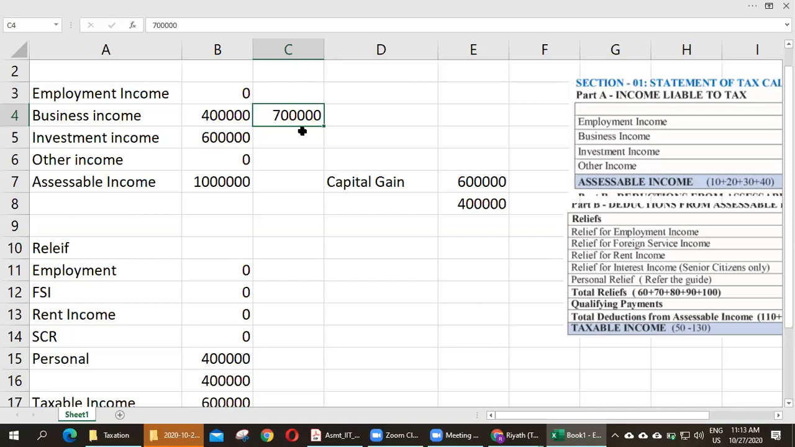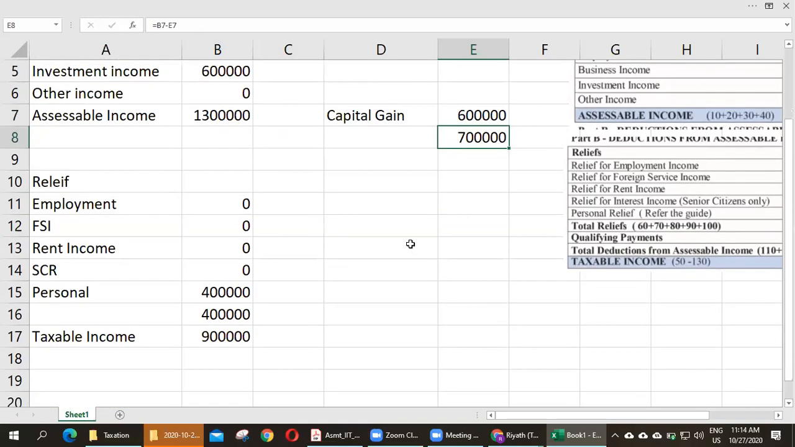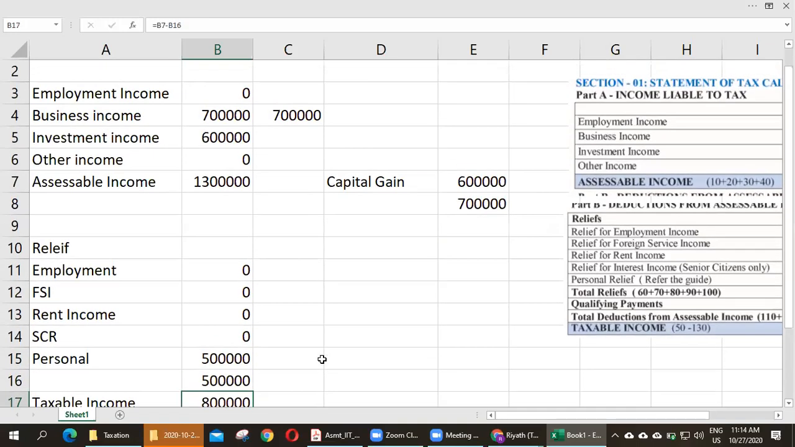Now business income is 700,000. We put 700,000. Now total assessable income equals 1.3 million. Now we have to deduct the capital gain. How much capital gain? 600,000. Then 700,000 is available. So as personal relief, we can go for a maximum of how much? 500,000. So therefore his taxable income equals 800,000.